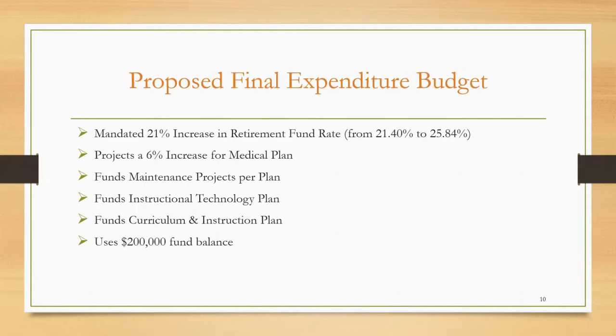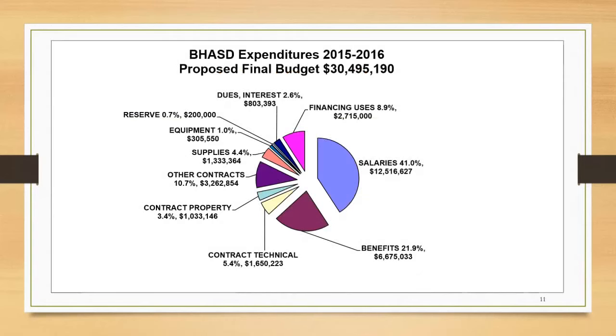We talked about the expenditures earlier and the increase to the retirement fund, and that still holds true. We're at 21.4% this year. Next year, we're going to be looking at 25.84%. Medical, we talked about the 7% increase and the medical consortium. It has actually reduced 1%, which is really good. It's down to only a 6% increase for the medical plan. And I talked earlier about the maintenance plan, instructional plan, and curriculum plan.